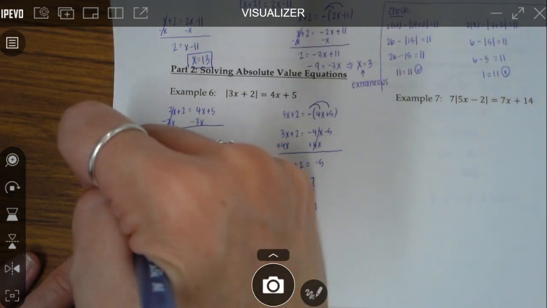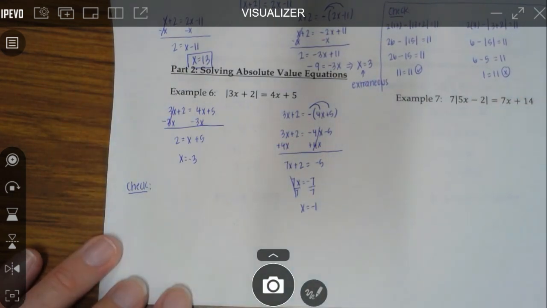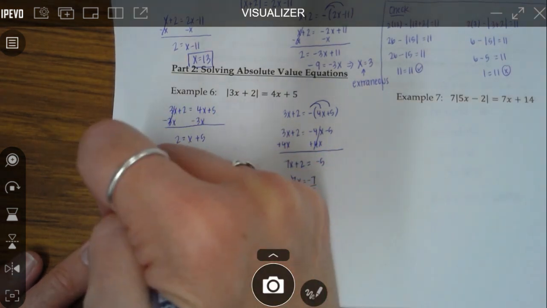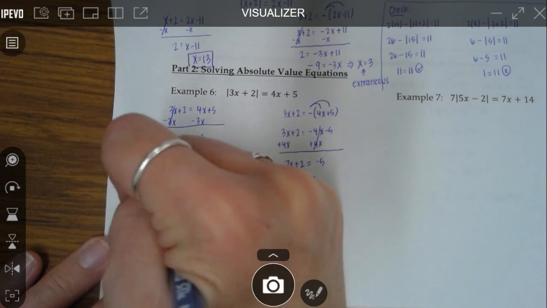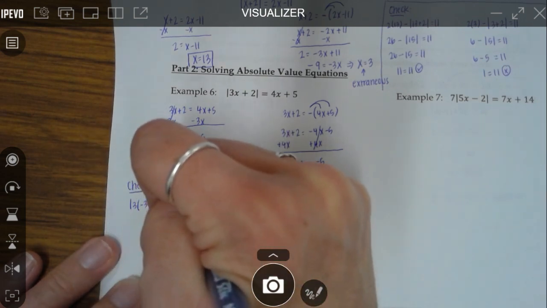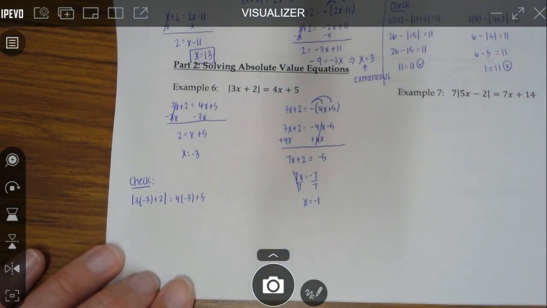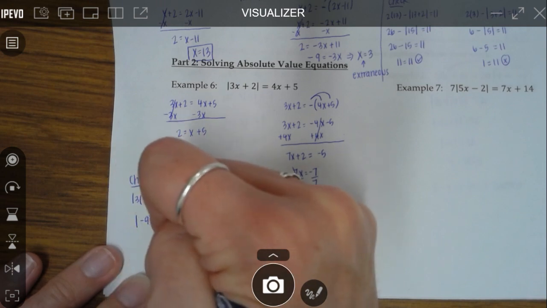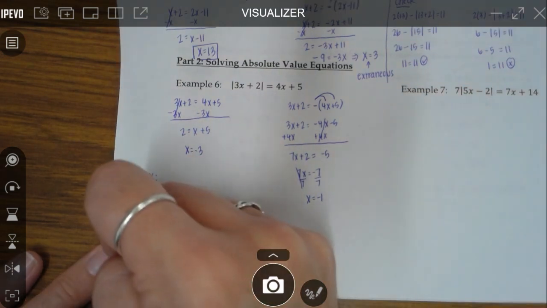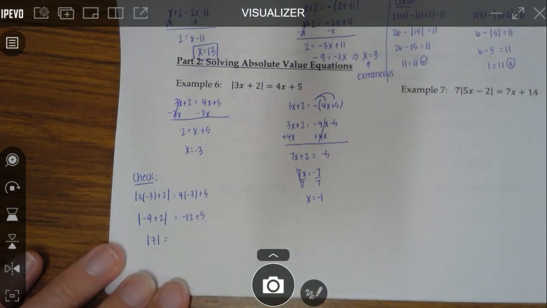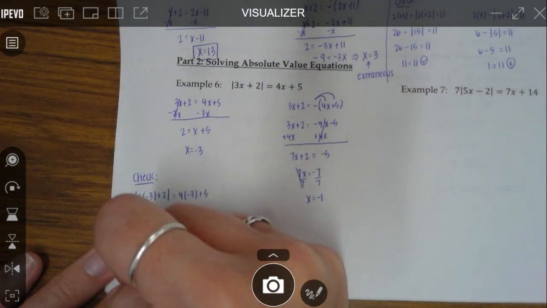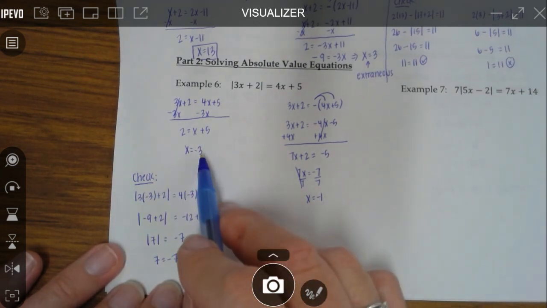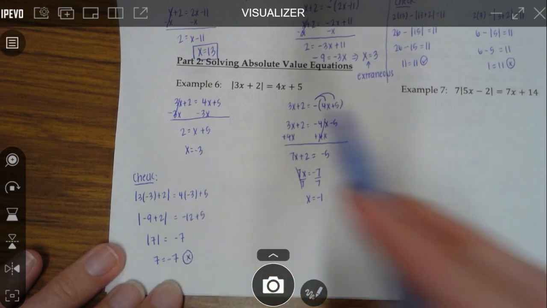And then here's my check. Back up into the original. So absolute value of 3 times, let's see, we'll do negative 3 first. Negative 3 plus 2 equals 4 times negative 3 plus 5. That's going to tell me this is negative 9 plus 2 on the inside here, negative 12 plus 5 out here. That's going to give me negative 7, and this is actually going to give me negative 7. So when I take the absolute value here, I actually get 7 is equal to negative 7. So that is not true. That definitely means that negative 3 is an extraneous solution.